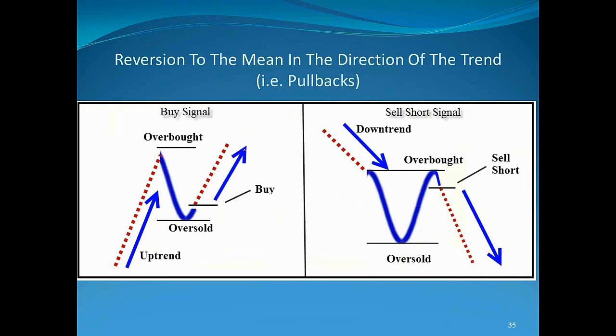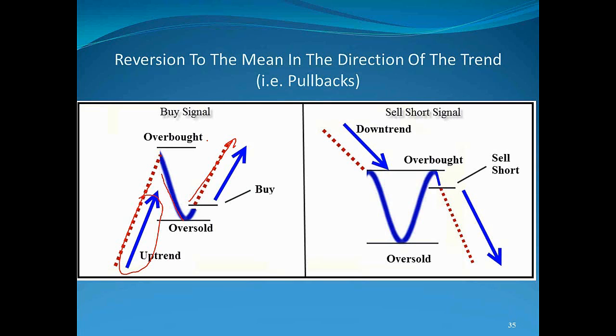But you want to combine the longer-term trend with that. So if you've got a solid uptrend in place, okay, and then that market becomes oversold, you know there's a pretty good chance it's going to pop back to overbought. And that's the basis of the methodology. We're trading reversion to the mean in the direction of the trend.